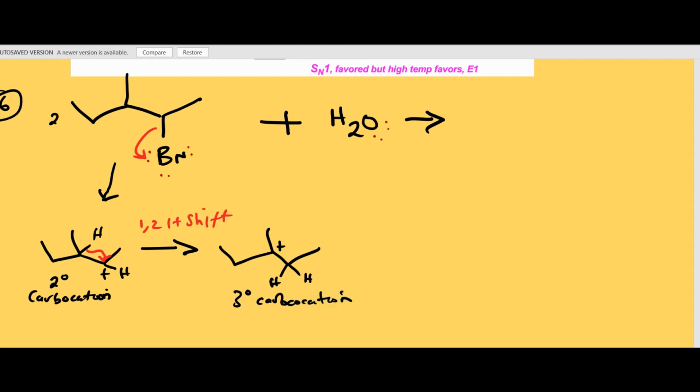Why is it a tertiary carbocation? The C plus is now bordered by three other carbons. Here, the C plus is bordered by two carbons. That's why it's secondary. All right. So now, your H2O is more than happy to come and do the attack. And it could do it from the top or from the bottom. So assume it's doing it from the top. You're going to end up with stereochemistry going on there.